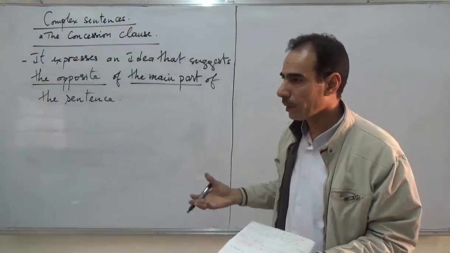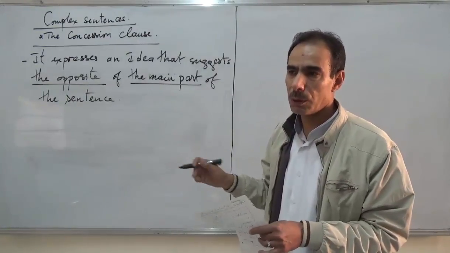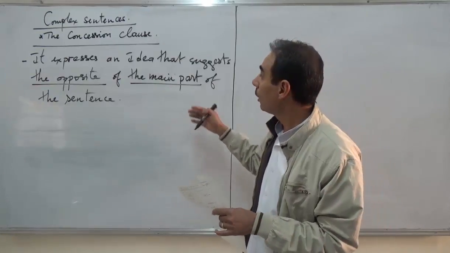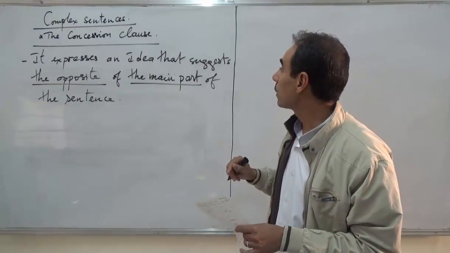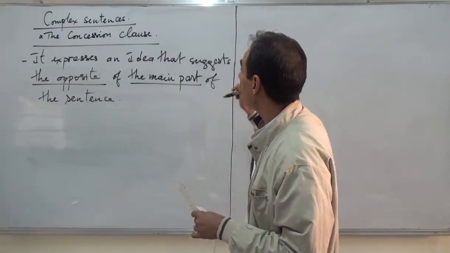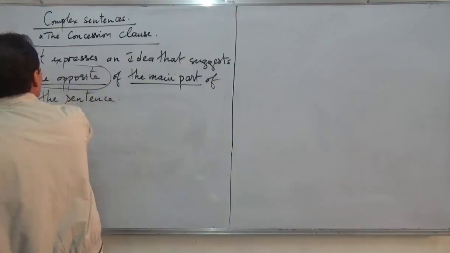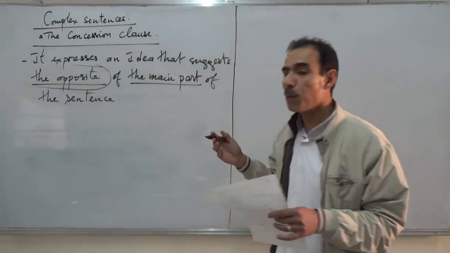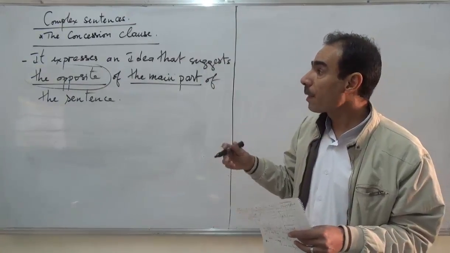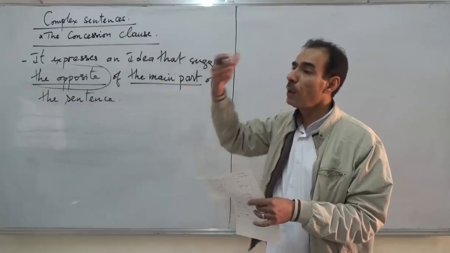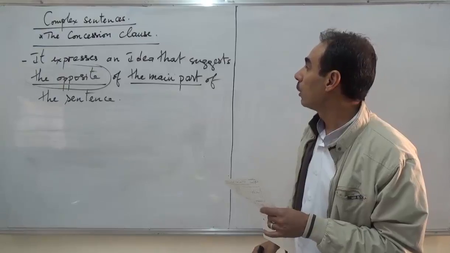Of course, all complex sentences contain a main clause and then sub-clauses, what we call also subordinate clauses. These subordinate clauses could be a cause clause, concession clause, condition clause, time clause, place clause, etc. So, here, with the concession clause, we have two simple sentences that express the opposite. The main clause expresses an idea. The concession clause expresses the opposite of what came in the first clause or the main clause.